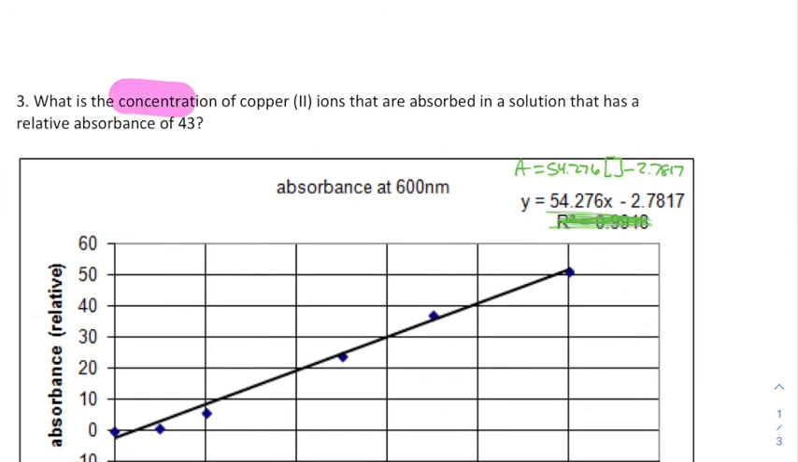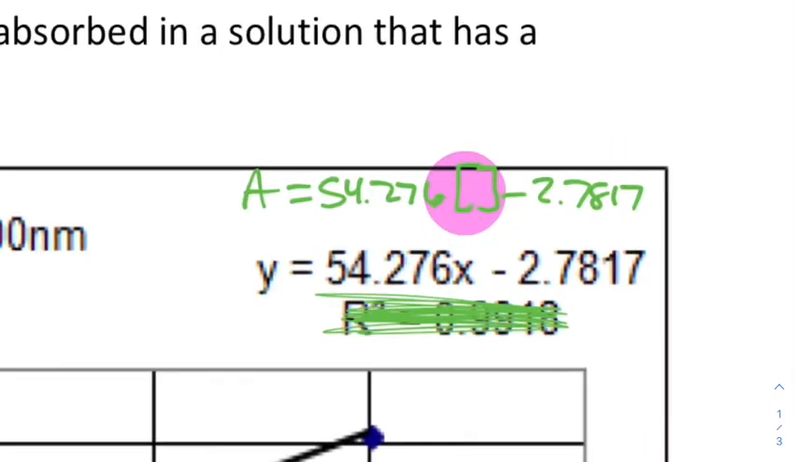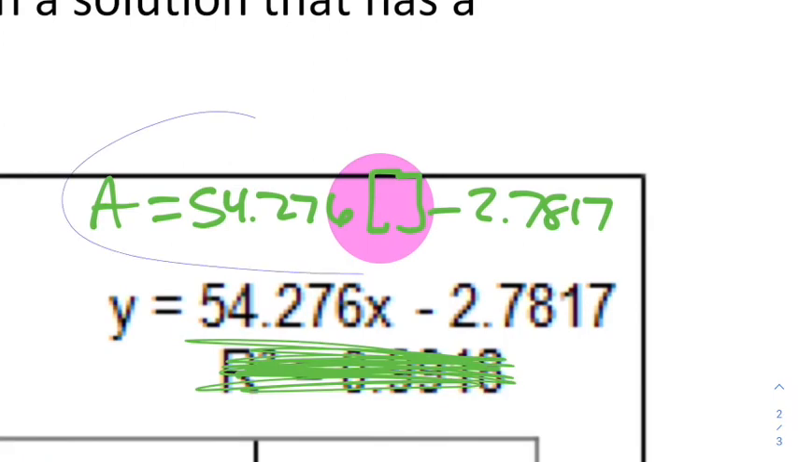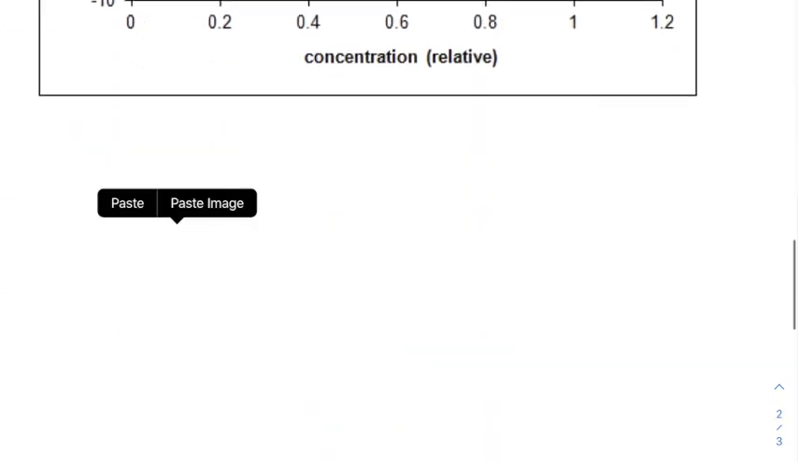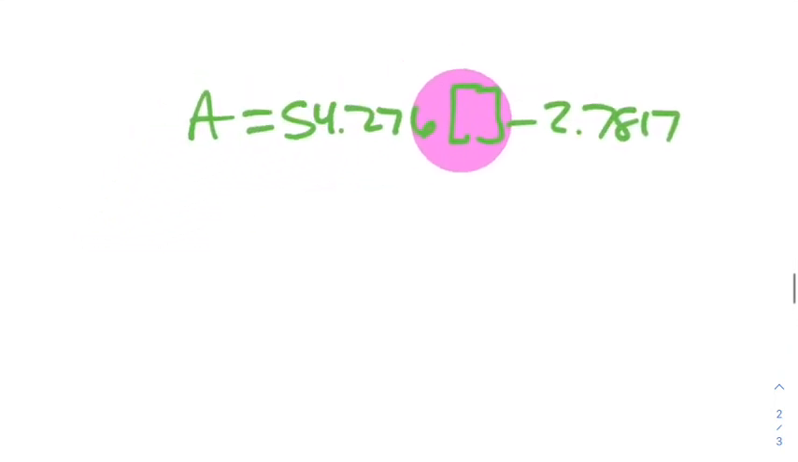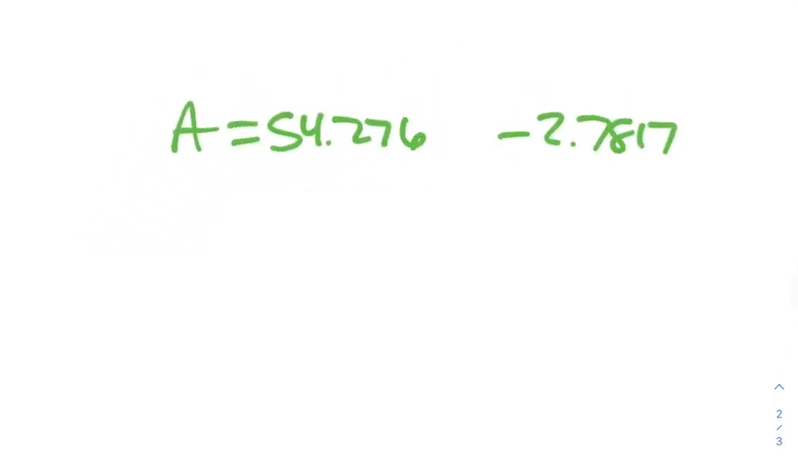It says, what is the concentration? So they want to know what the concentration is, and they tell you that the absorbance is the 43 units that's there. So all you have to do is take that 43 and plug it into this equation right here, and then solve. So I'm going to come down here, and this guy there is my x. So I'm going to leave him alone, and they said that my absorbance was 43. No worries. Plug them in and go to town. So that's 43.